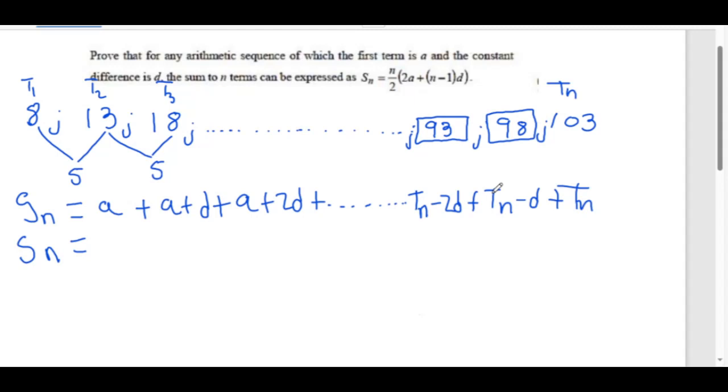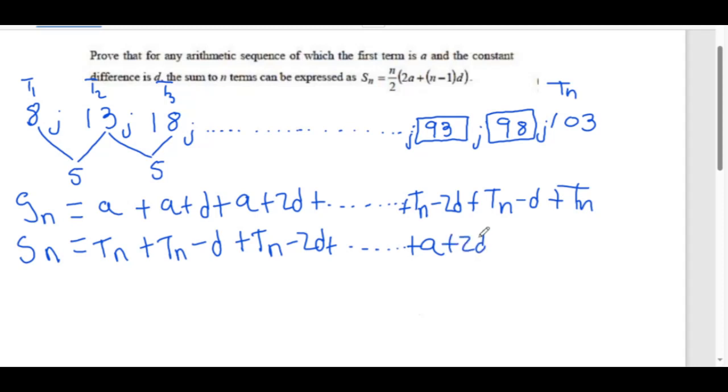So from here we're going to have Tn, and then plus Tn minus d, and then plus Tn minus 2d, and then plus the terms that are inside here, and then plus a plus 2d, and then a plus d, and then plus a. I hope you still see what I'm doing here.